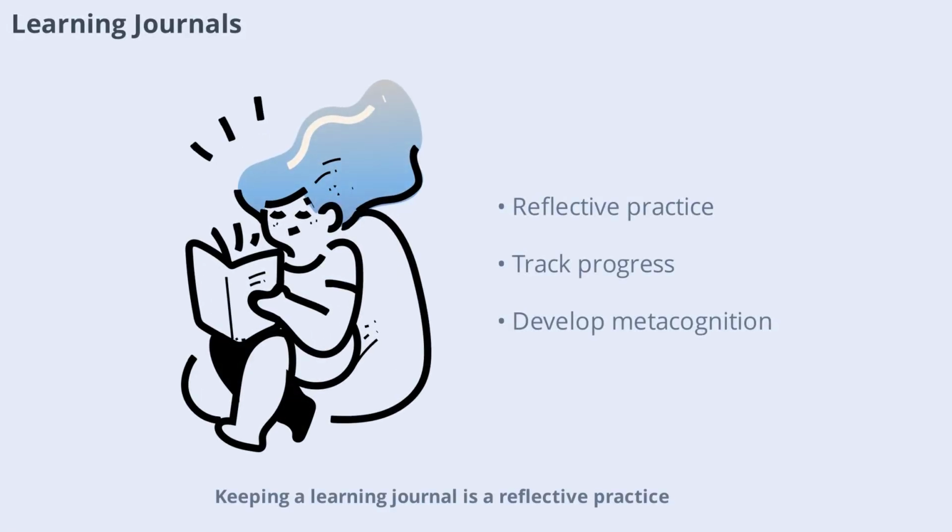Keeping a learning journal is a reflective practice that helps you track your progress and thoughts. By regularly writing about what you've learned, challenges you've faced, and questions you have, you deepen your understanding and develop metacognitive skills. Journals are personal, flexible, and can be tailored to any learning style.